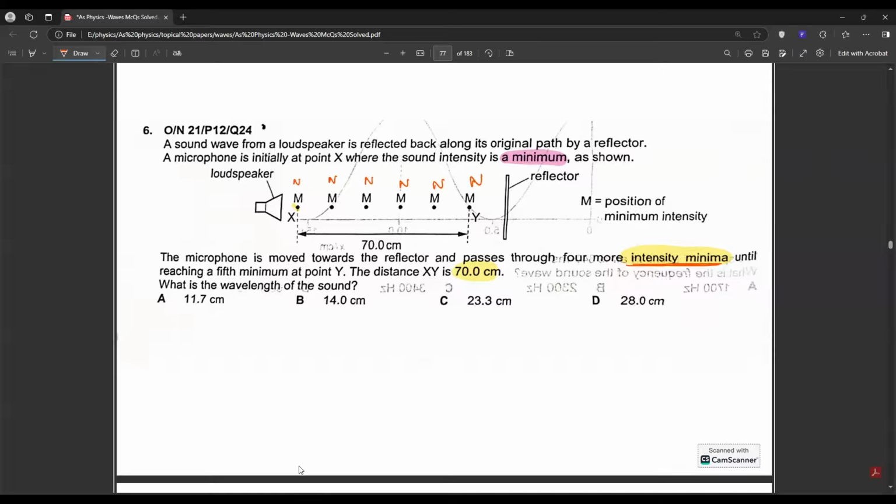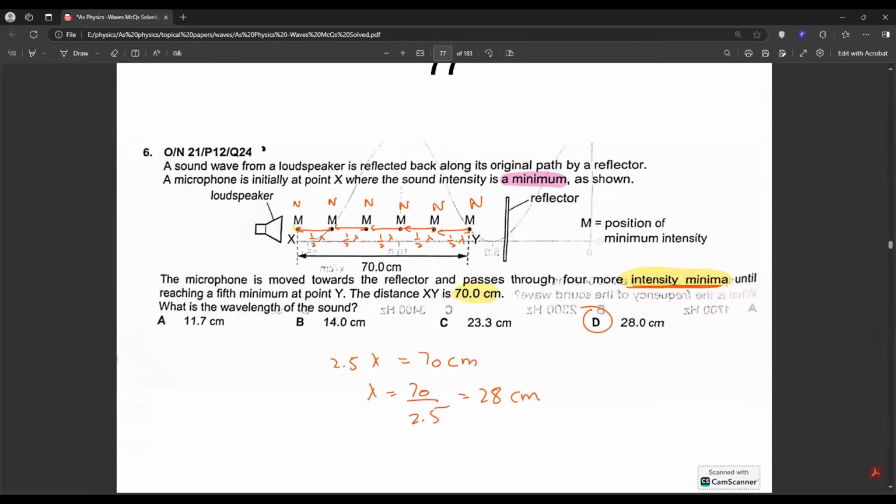The distance between node to node is half lambda. Again half lambda, again half lambda, again half lambda, and again half lambda. Perfect. So how many lambdas are these? 2.5 lambda. 2.5 lambda is equal to 70 centimeter. Lambda will be equal to what? 70 divided by 2.5. Lambda comes out to be 28 centimeter. D is your answer. If I check this up, 77 should have an answer of D. Yes, 77 has an answer of D. Let's further move ahead.